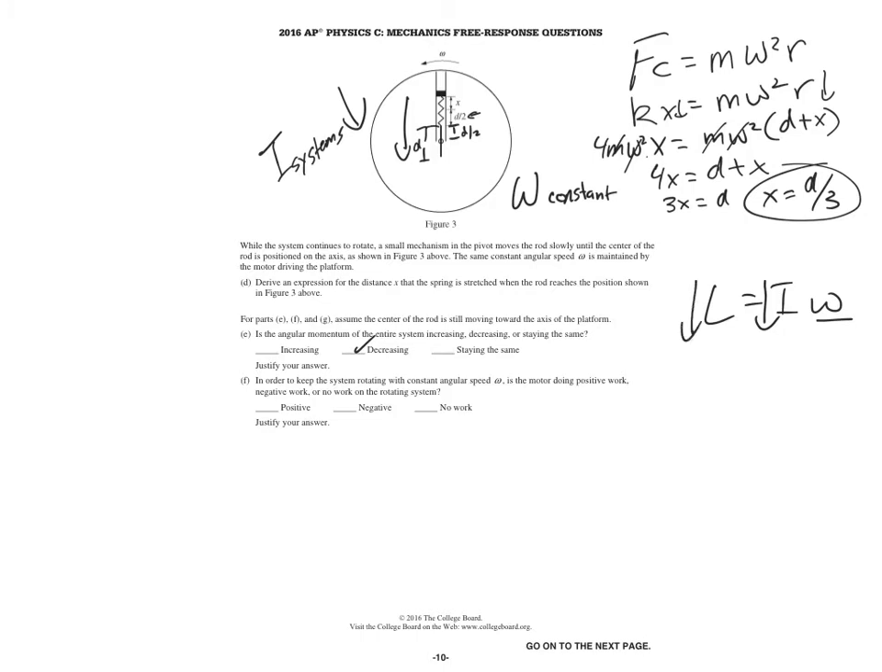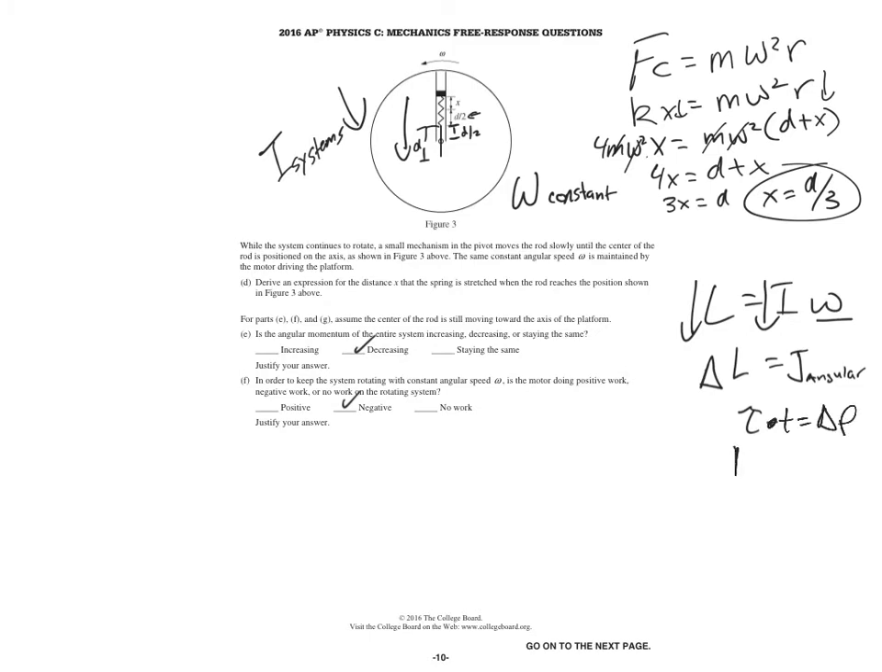In order to keep the system rotating with a constant speed omega, is the motor doing positive, negative, or no work on the system? And the answer is it's got to be doing a negative amount of work on the system. Basically, you know it's doing negative work because if you're changing your momentum, then there has to be an angular impulse. Which means if there's an angular impulse, there's a torque being applied over a period of time.